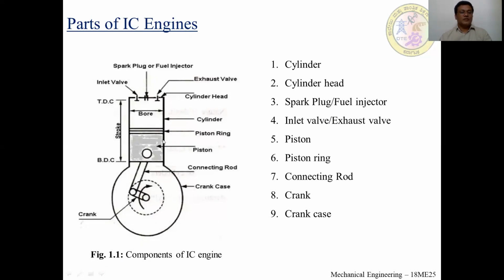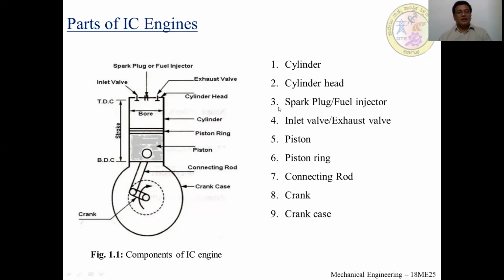This portion is the cylinder. Inside it the piston reciprocates in a to and fro motion, and it is made of cast iron and steel alloys. Then the cylinder head: the top end of the cylinder is covered by the cylinder head. We can observe here the inlet valve and the exhaust valve, and the spark plug or fuel injector are mounted on the cylinder head.